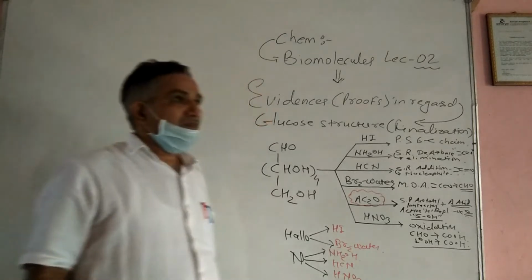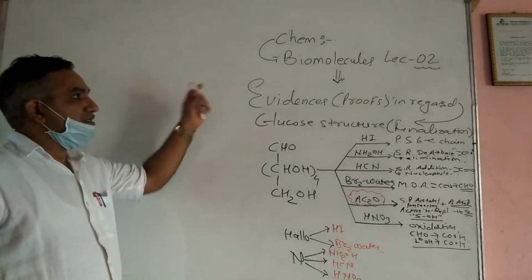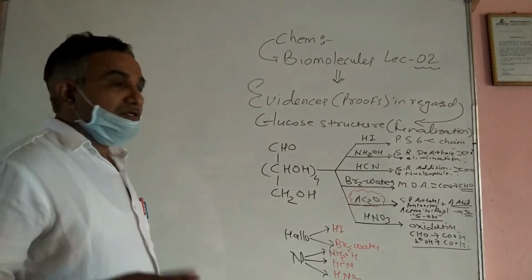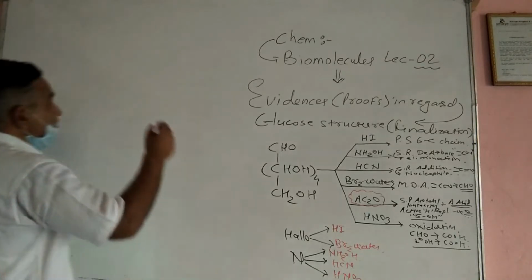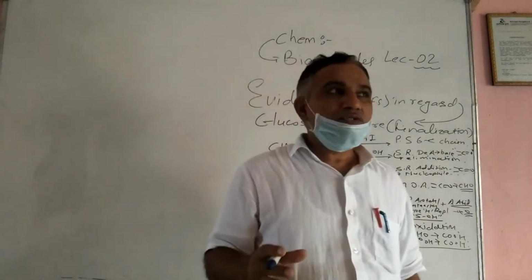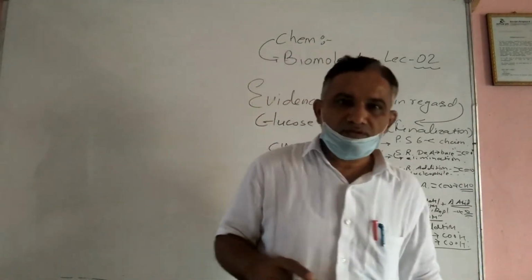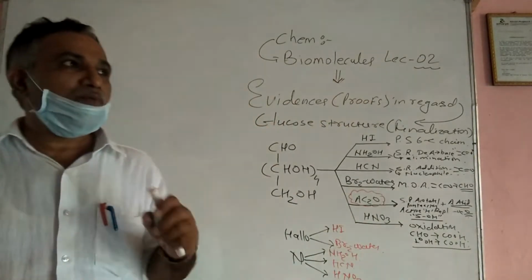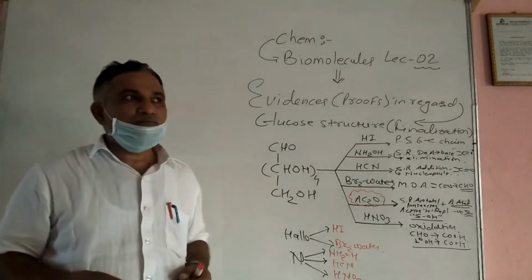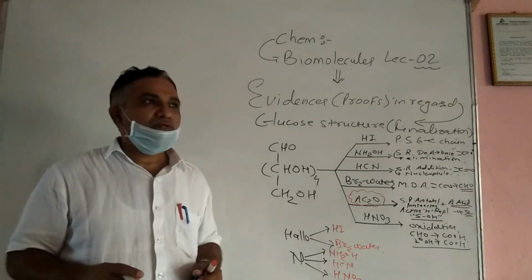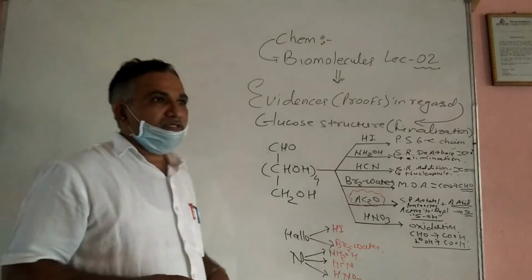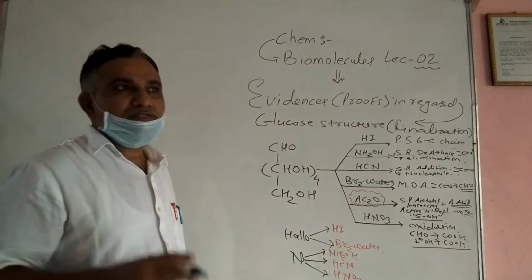So see here, in this topic the next part is evidences, proofs in regard of the glucose structure or glucose elucidation. It is known for us that glucose is probably the most abundant organic compound on this earth, and it acts as monomers in a large number of carbohydrates, such as in starch as well as cellulose and so on. Because of that we need to do an in-detail study of glucose.